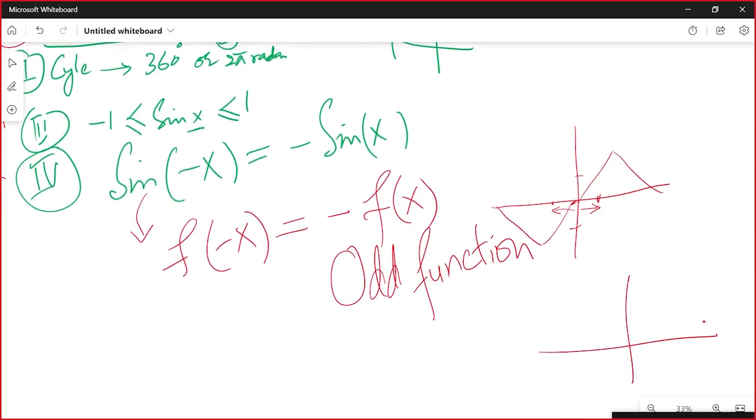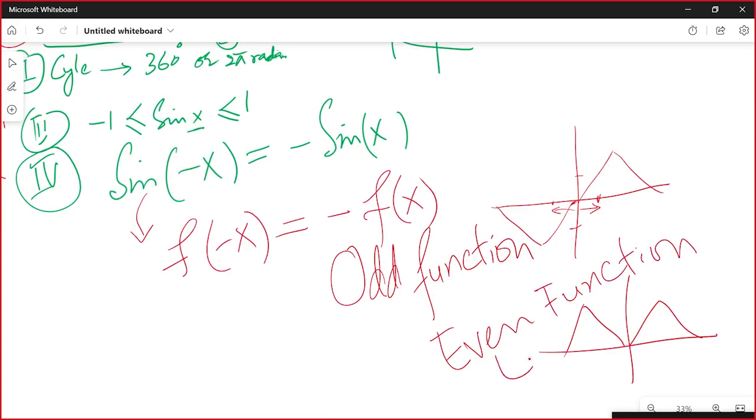If there is a function something like this, which is the same on negative and positive, what would this be called? Just make a guess. Even? Very nice, very nice. Good. They are even functions. Does it make sense? So actually we say sin x is an example of an odd function.